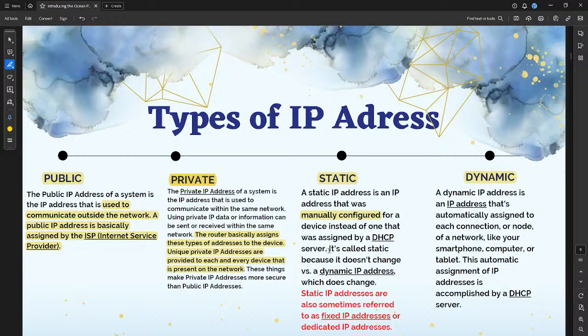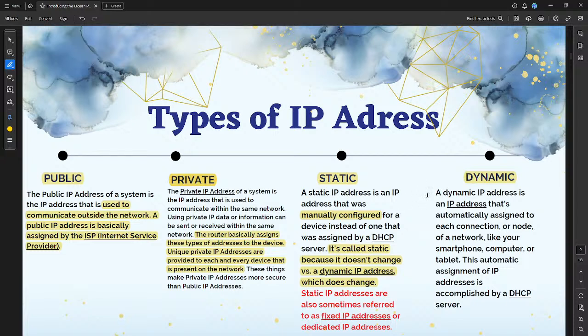Now, it is called static because it doesn't change, versus the dynamic IP address, which does change, of course. Now, it's getting more interesting, like I said. Static IP addresses are also sometimes referred to as fixed IP addresses or dedicated IP addresses. That's good to note. So now let's come to dynamic IP addresses.